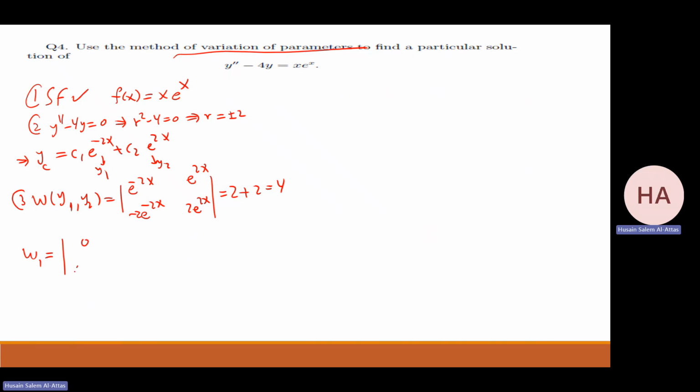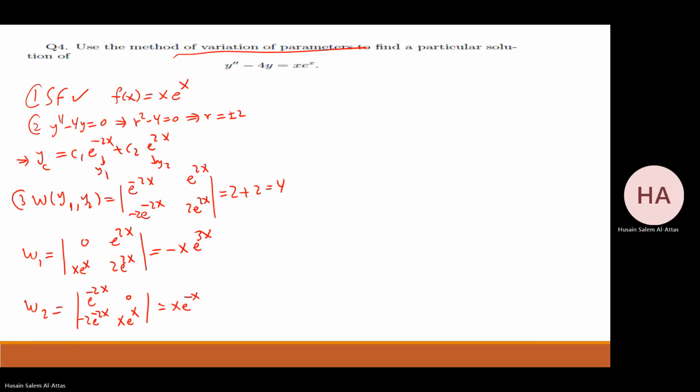W1 will be 0, x e^x. I have e to the 2x, 2 e to the 2x, that give me minus x e to the 3x. Okay, W2, which I think is easier, e to the minus 2x, minus 2 e to the minus 2x, 0, x e to the power x. Yeah, that give me what? X is minus x. All right, yeah. Okay, now fourth step, U1 prime, W1 over W. W1 is what? Minus x e to the 3x over 4. That give me what? Minus 1 over 4 x e to the 3x. So it will be U1, integral of this. I have minus 1 over 4 integral x e to the 3x dx.